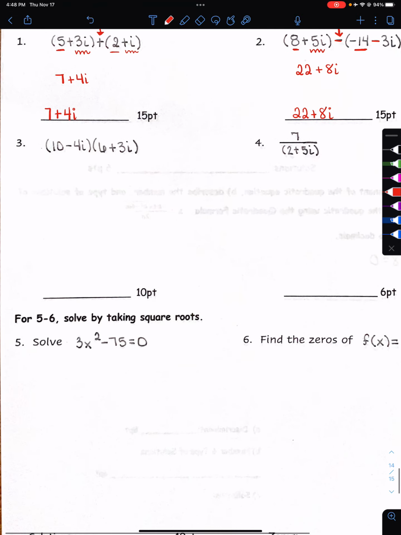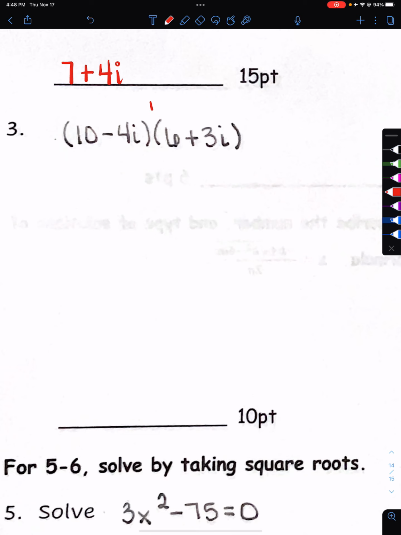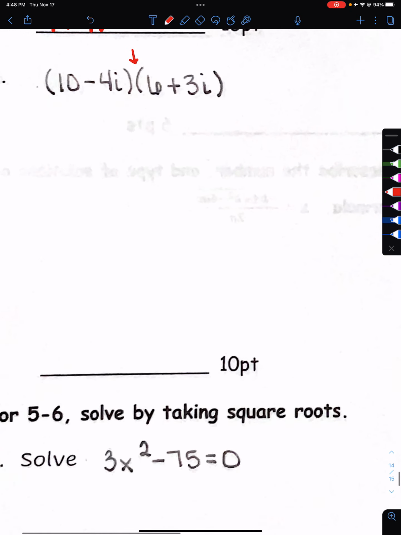Okay. All right, on number 3, the operation in the middle is multiplication. So when it's multiplication, this is when we're going to use distribution. So 10 times 6, 10 times 3i, negative 4i times 6, and negative 4i times 3i.